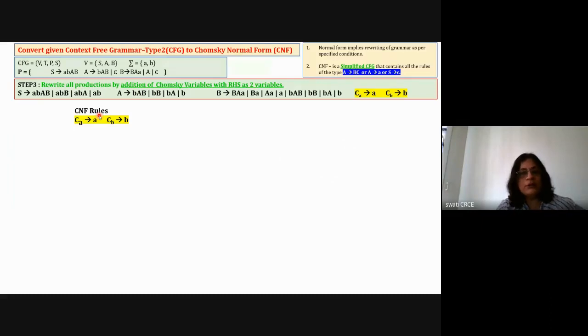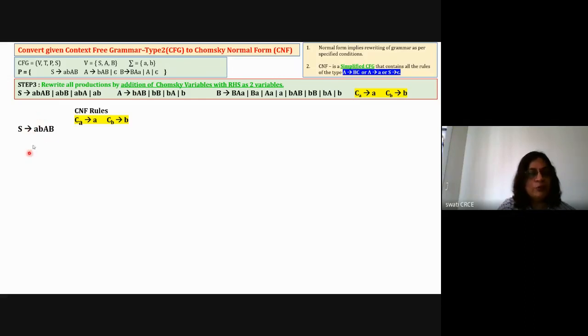Okay, so what are the two first rules of my CNF that I have introduced? CA is equal to a and CB is equal to b, that I'm going to write first in my final answer. Now to the left hand side you take the first rule. So the first rule is S is equal to small a b capital A B. So write it in the left hand side. Now you have to remove this. Okay, I have to remove this.